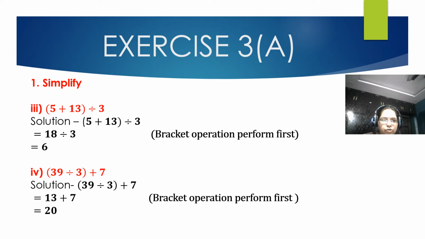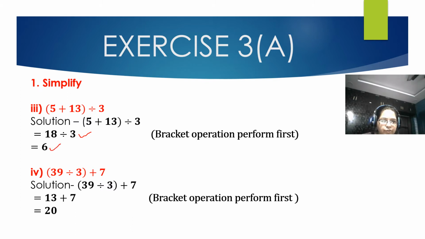Now we solve the third part. Third part is 5 plus 13, that is inside the bracket, divided by 3. First the bracket operation will be performed. As per the BODMAS rule, first bracket then division. Inside the bracket is 5 plus 13, so addition, first we add these two numbers. 5 plus 13 is 18. Divided by 3, then the division operation is performed. 18 divided by 3 is 6.